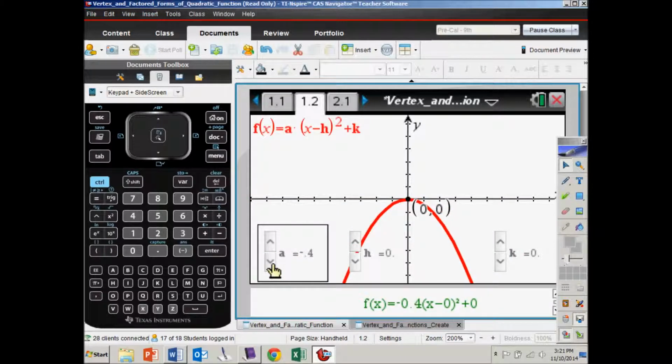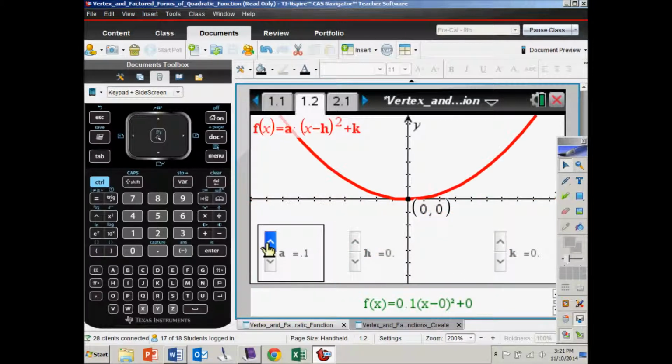It goes upside down. And that's called a what? Vertical. A what? What's the R word? Reflection. A reflection over the what axis? There we go. Okay? So I'm going to reset my A to 1. So my A is reset.